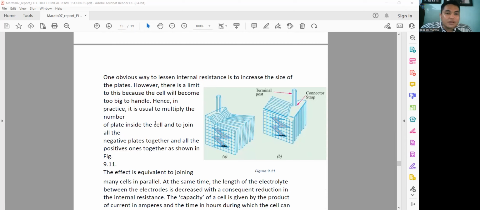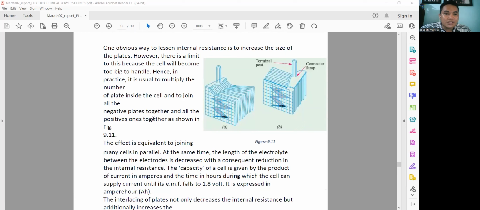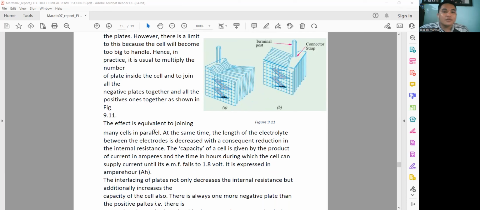Hence, in practice, it is usual to multiply the number of plates inside the cell and to join all the negative plates together and all the positive ones together, as shown in figure 9.11. The effect is equivalent to joining many cells in parallel. At the same time, the length of the electrolyte between the electrodes is decreased, with a consequent reduction in the internal resistance.